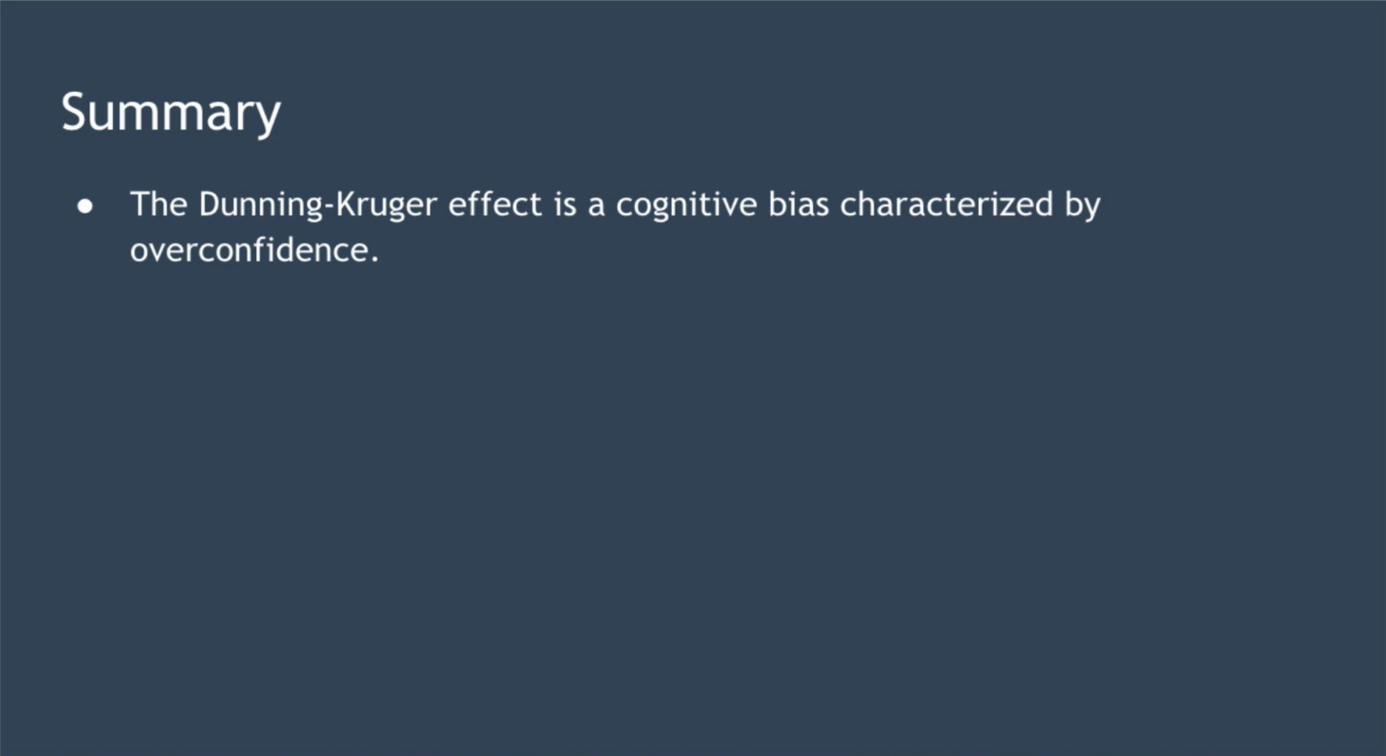So in summary, the Dunning-Kruger effect is something that exists to a lesser or greater extent within all of us. It's a cognitive bias characterized by overconfidence, and the effect is at its most visible and dangerous in people with just a little experience of something who are unrealistically overconfident.